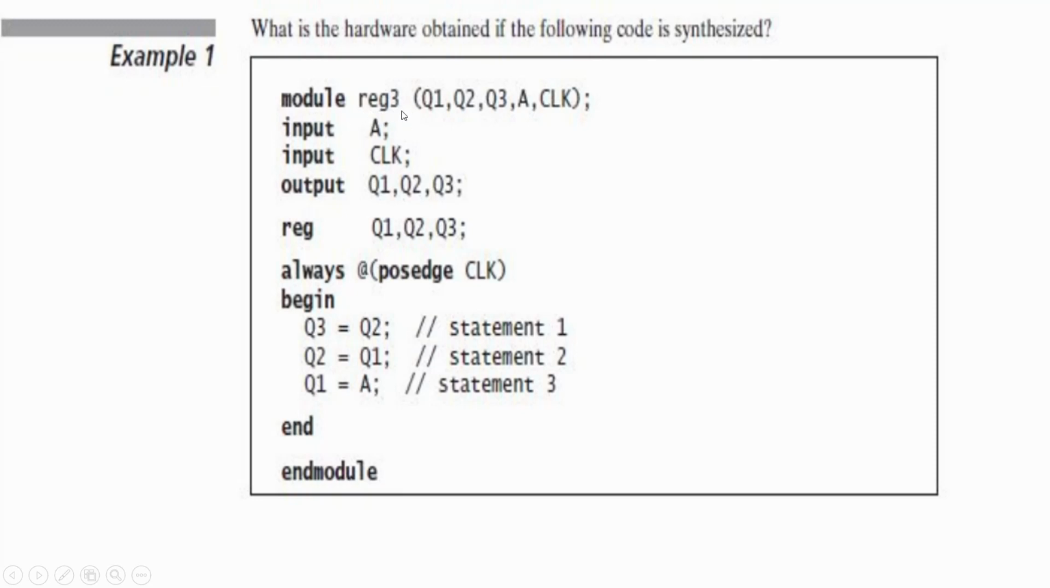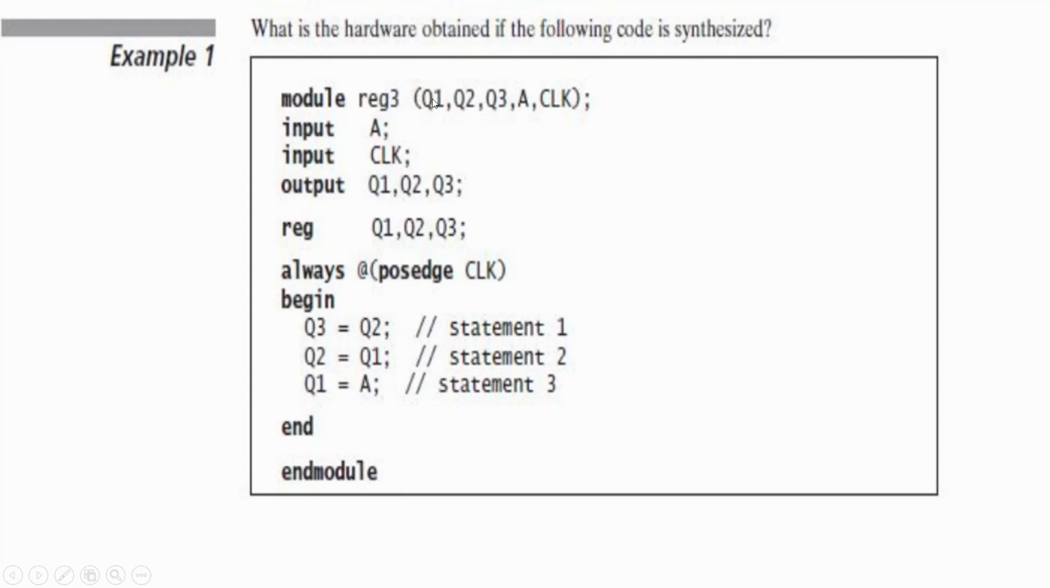Earlier, when we used a cyclic shift register, we were speaking of 3 flip-flops. And as you know, a D flip-flop is a register which can store 1 bit at a time. So a flip-flop is nothing but a register. Here the name is reg3 because we are using 3 registers, 3 flip-flops, to store 3 bits. That's why we declare this module reg3.